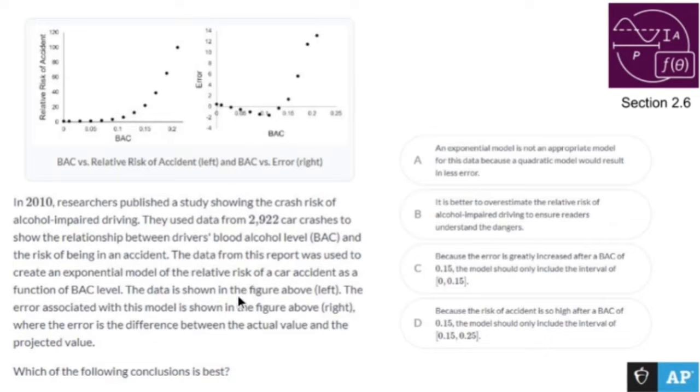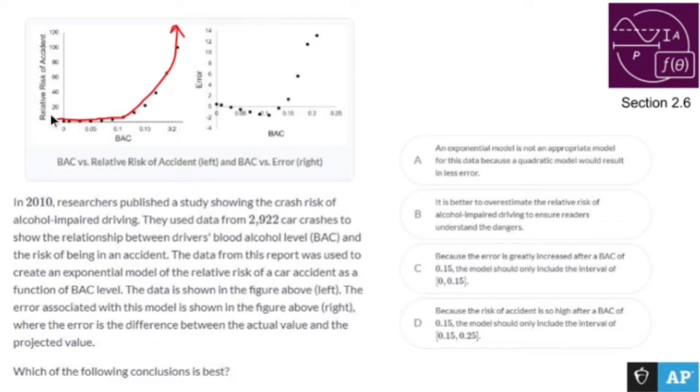The data is shown in the figure above, and the error associated with the model is shown in the figure to the right, where the error is the difference between the actual rate and the projected value. Which of the following conclusions is best? Well, it looks like we have exponential, and our error seems to go really wacky whenever the blood alcohol is higher.